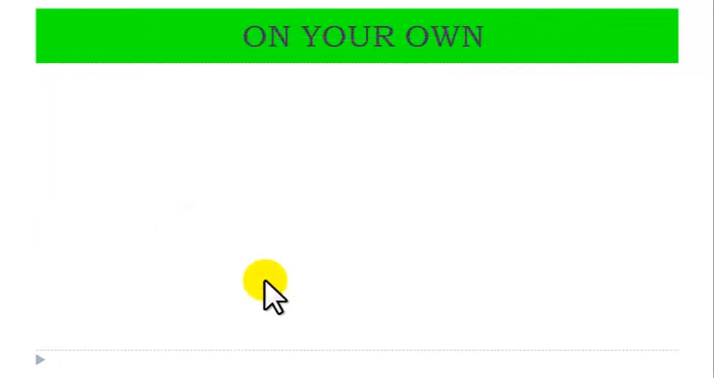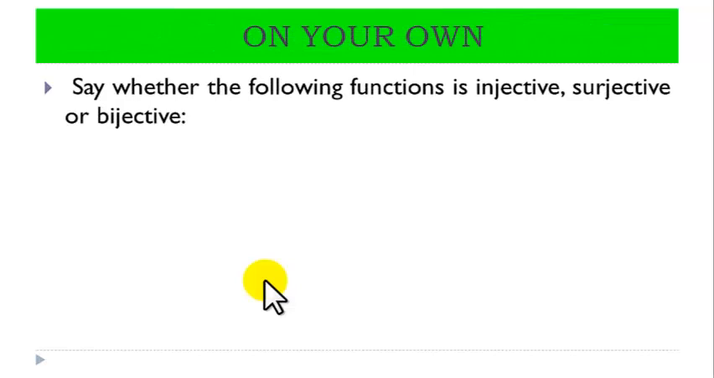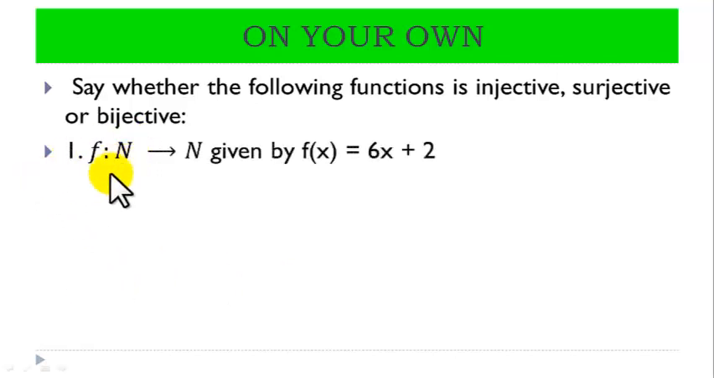On your own, say whether the following functions are injective, surjective, or bijective. 1. The function f from the set of natural numbers N to the set of natural numbers N given by f of x equals 6x plus 2.